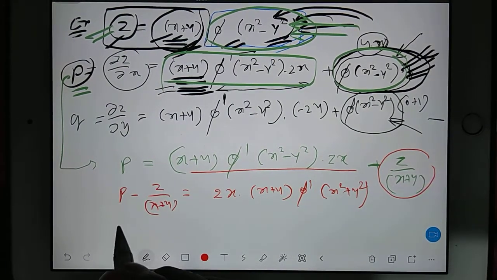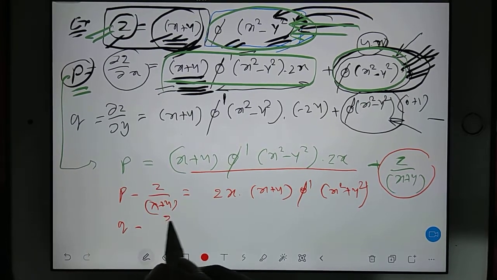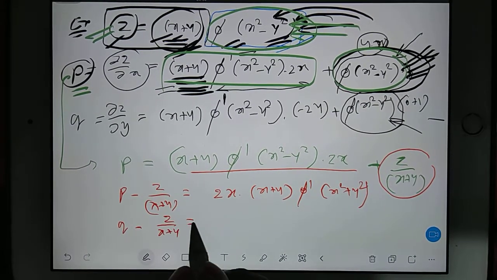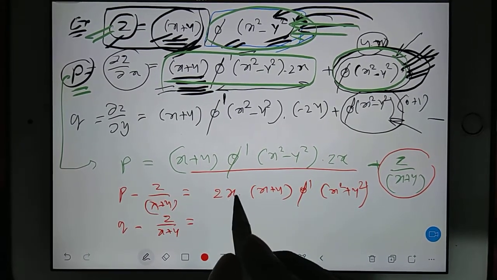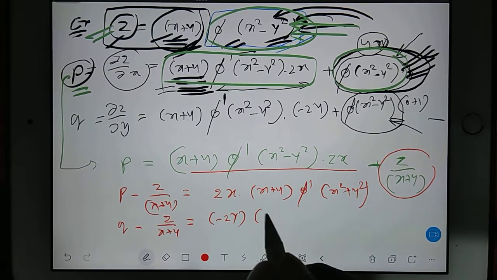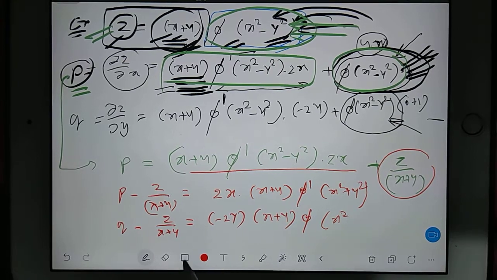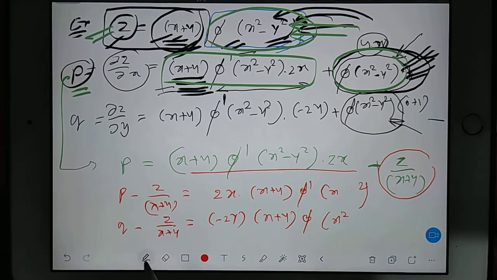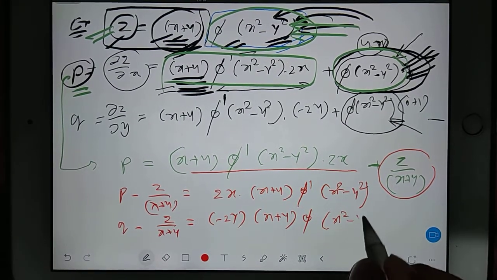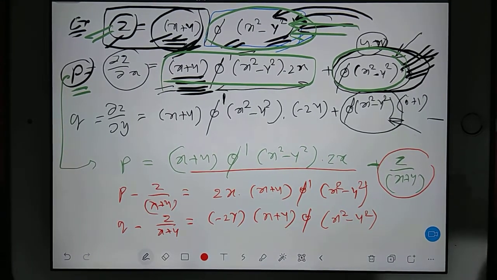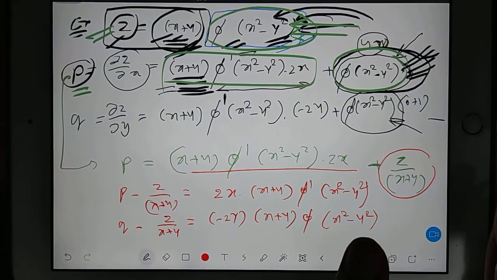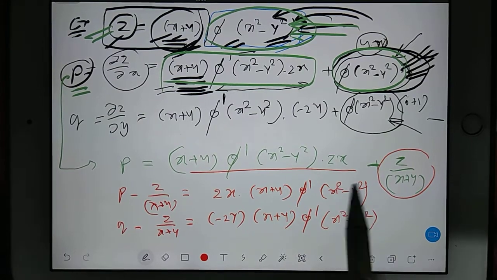Similarly, we can find our second equation: q minus z by x plus y is equal to, now you understand, minus 2y will come, x plus y will come, phi dash of x square. Sorry, here we have a minus sign. x square minus y square is there, x square minus y square is there. Copy this. So we got these two values.